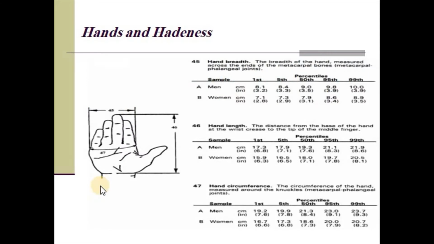Here are some of the measurements that you need to be aware of. We have the hand breadth. Okay, you see it is the distance between this edge of the finger to this edge without taking into consideration the joints here. And we have the hand length. It is the distance from the wrist to the tip of the middle finger. And we have the hand circumference. You see it is the circumference from side to side, and it rotates. It gives you the circumference of the hand.